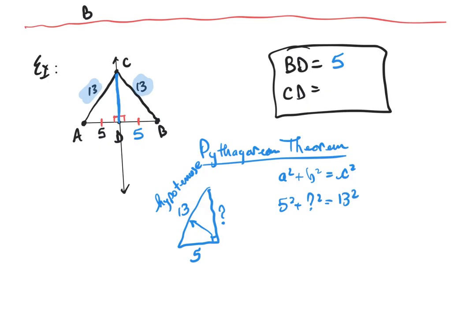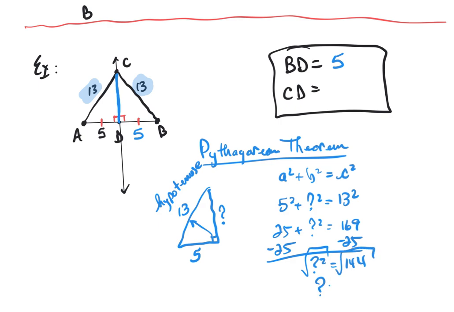And of course, you guys are good enough to solve this. 5 times 5, 13 times 13. Move the 25 to the other side by subtraction. And get rid of the power of 2 by taking the square root of both sides. So the missing side is 12 long. So CD would have a length of 12.